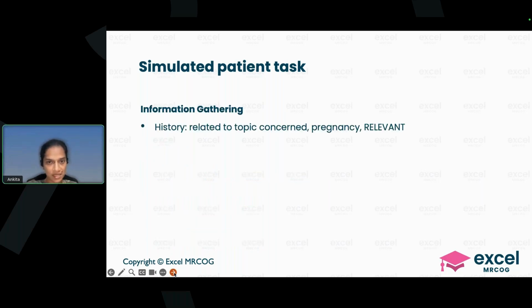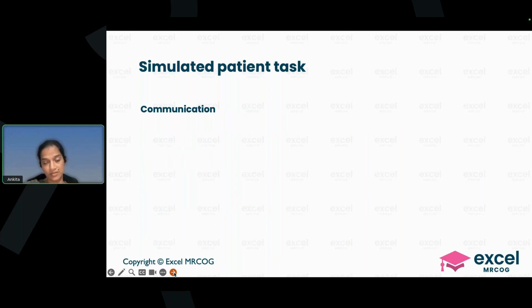Information gathering: we discussed history, common related to the topic concerned, related to the pregnancy, and then the relevant history. Examination, investigation. Three things in information gathering. I particularly put it here so that you make a note of this. It's not just history. Okay. Communication is very important. We do have a full, I think, one hour session only on communication, which you can go through on the YouTube channel.